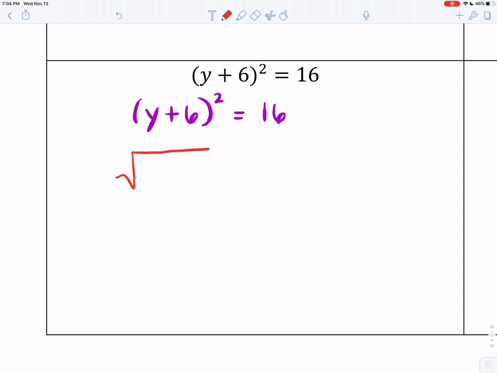Now, if I take the square root of y plus 6 squared, that will equal the plus or minus square root of 16. Now, again, when you take the square root of something squared, those kind of cancel each other out. So here I'm going to be left with just y plus 6. And then over here I can simplify because the square root of 16 is 4.